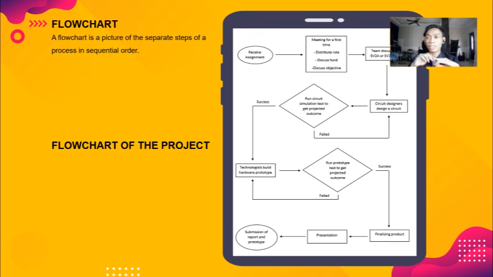Okay, so this is the flowchart for our project. What is a flowchart? A flowchart is a picture of the separate steps of a process in sequential order. So it's just the same as our digital process.